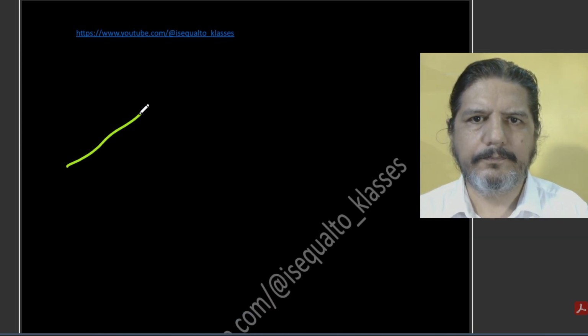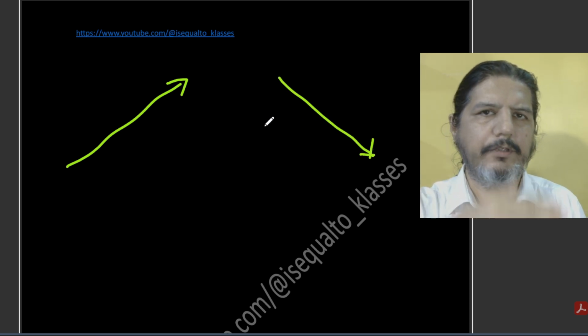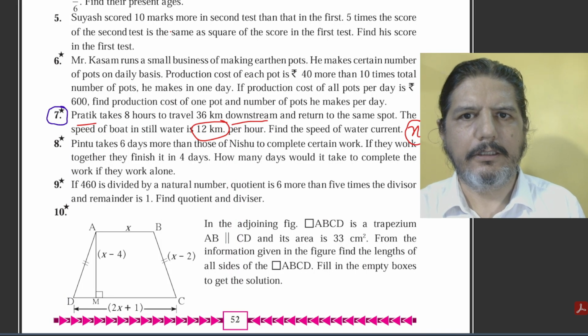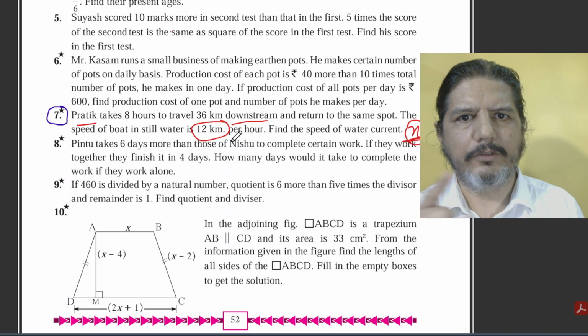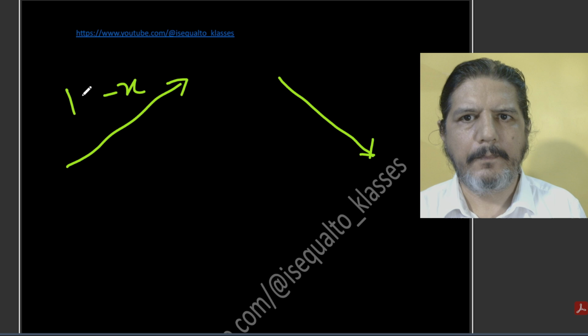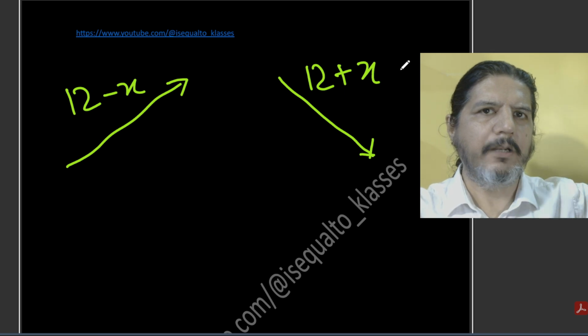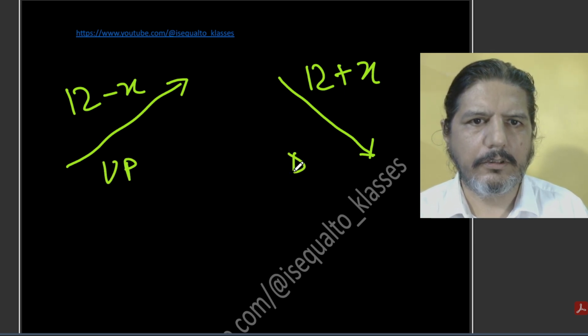So upstream, downstream. So when you are going upstream, because you are facing the water, and the speed of water you have assumed to be x, so x would be subtracted from the speed of the boat, which is 12. And in this case, because water would be supporting your motion, so plus x. So this is upstream, this is downstream.